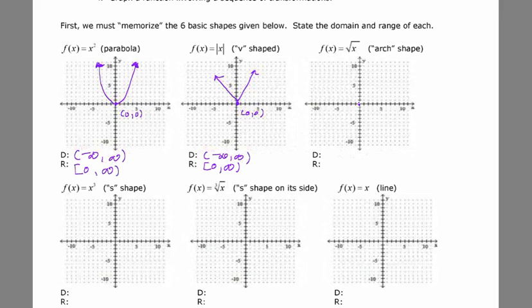Square root is this arc shape. Starts here at 0, 0 and arcs out to the right. The domain, instead of negative infinity, positive infinity, because it starts here at 0, 0 and arcs out to the right, the domain is 0 to infinity. The range starts here at 0 and goes up to positive infinity as well.